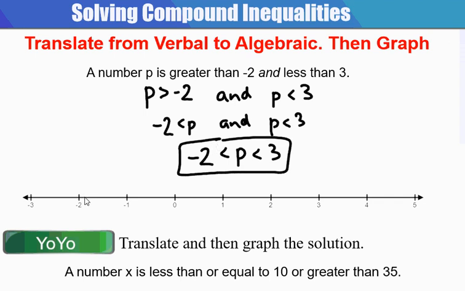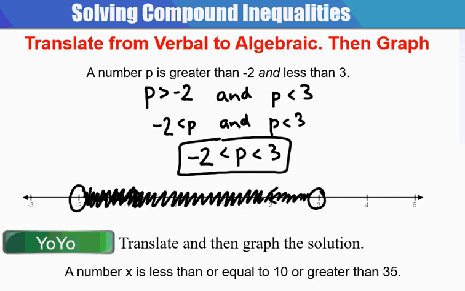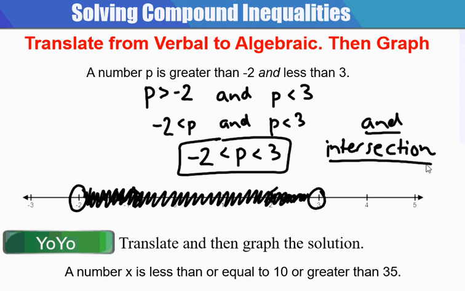I do an open circle around -2. I need to be to the right of -2. That's what the first statement said. Open circle around 3 to the left of 3 because I'm less than 3. These are going to combine in the middle, and the numbers that are bigger than -2 and less than 3 are in between. And this is what an and statement would look like. This is also known as an intersection because it's where they cross. Like an intersection of two roads is where the two roads cross. So it's an and. You can also say it's an intersection.